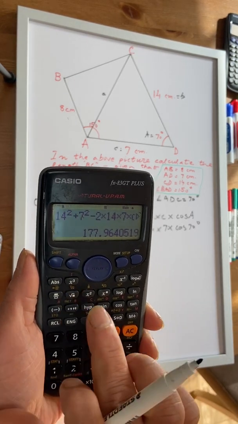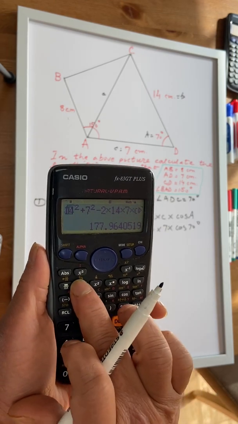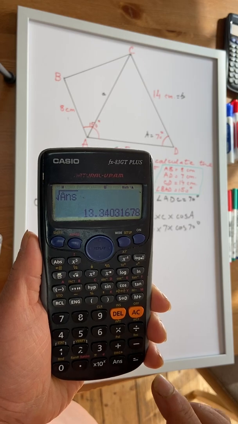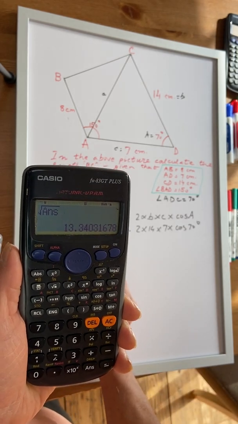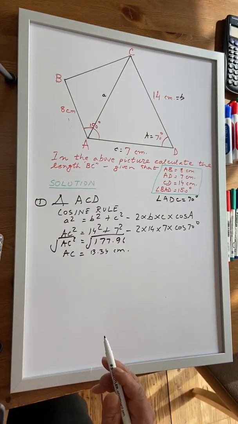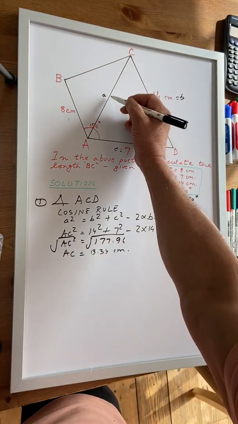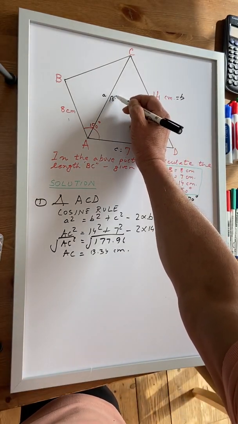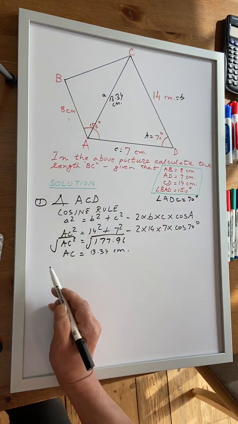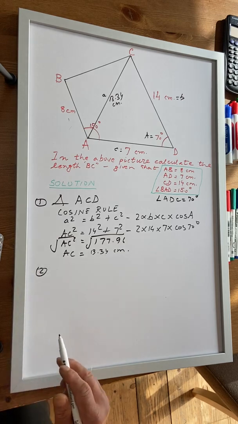So let's do a square root, which will be square root of this, and we get the length as 13.34 centimeters. So we will write our value here, AC, as 13.34 centimeter. Now we have to go to step 2.